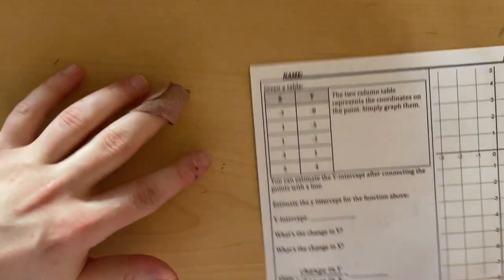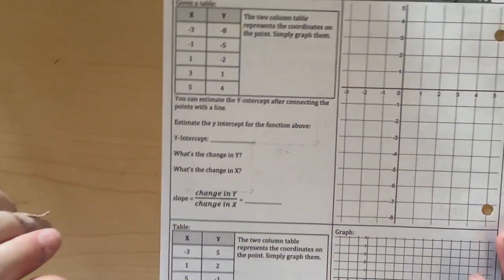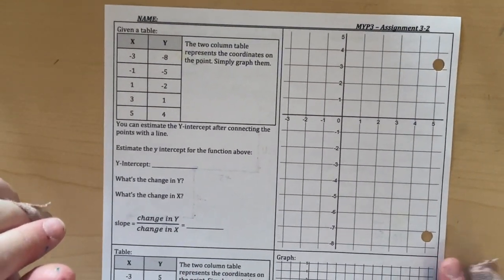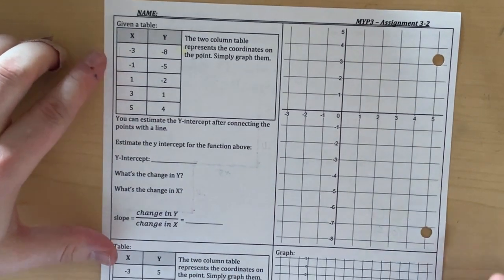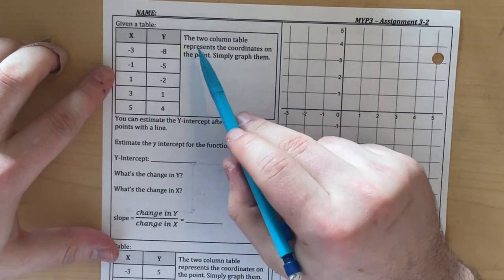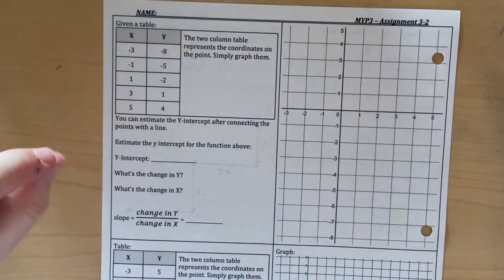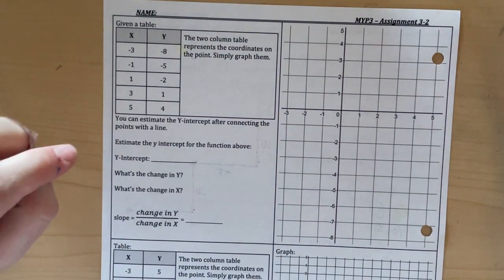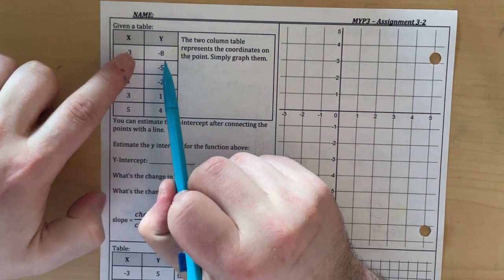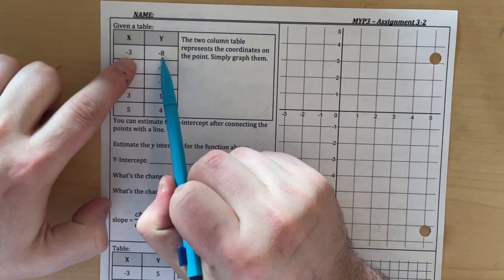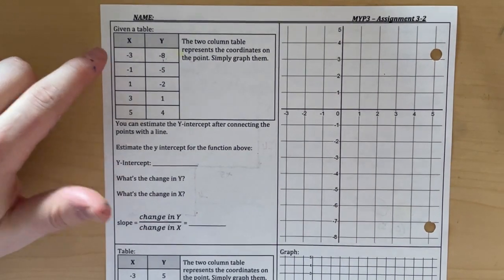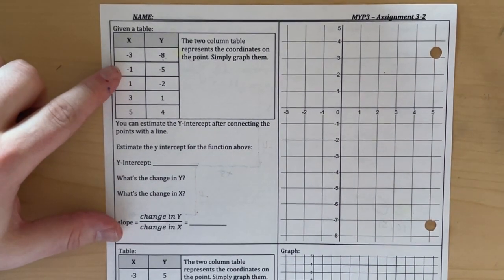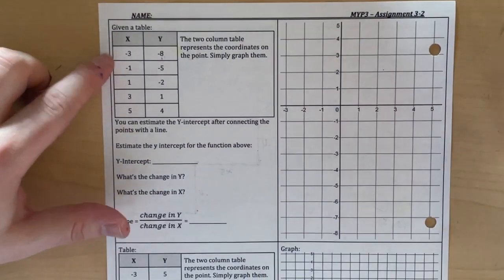So then on the back, some different forms or representations of those linear functions. And so it says now for given a table, what do we need to do? So we need to figure out and see that the 2-column table represents the coordinates on the coordinate plane. So an ordered pair, an x and a y value, is a point on the graph. And so the table is just a list of those values. So all I have to do is simply graph them. So let's do that first.